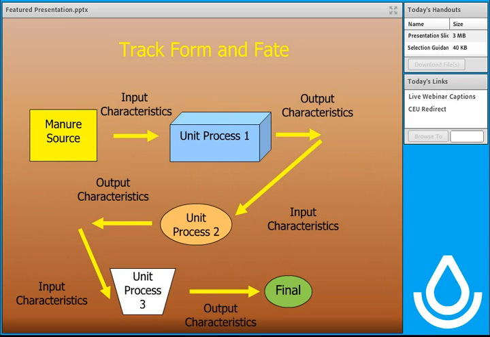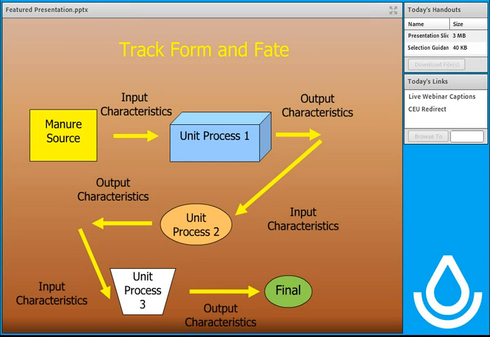In step 4, one tracks the nutrients and the other desired characteristics throughout the system. This is where the diagramming is so important in understanding what happens. Now, as seen here, the output characteristics for one unit process become the input characteristics for the next. And this pattern is followed until all the processes have been completed.